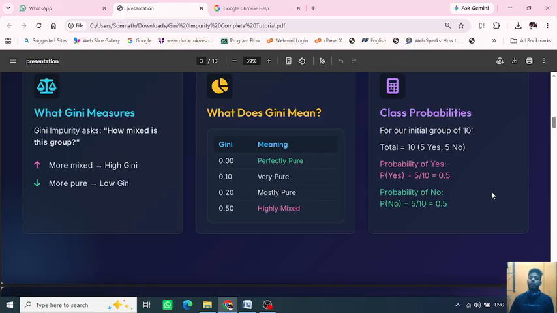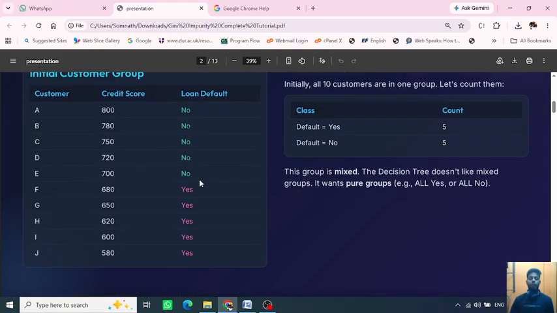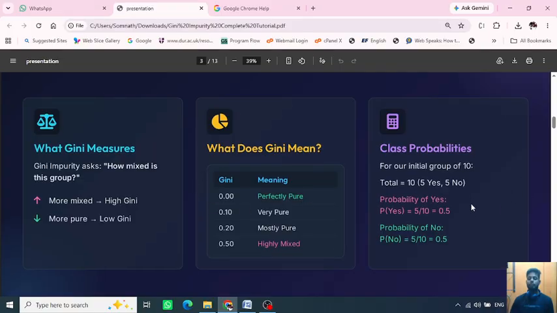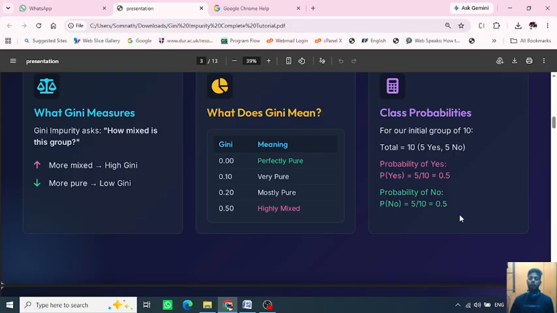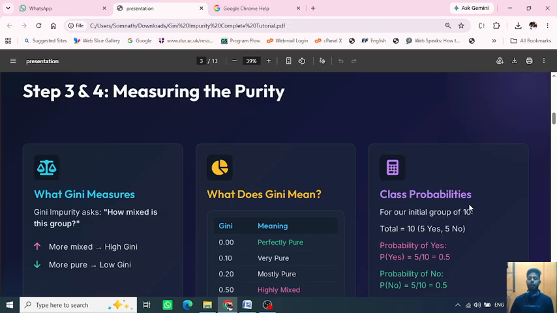So for our initial group of 10 customers, you can see there are 5 no and 5 yes classes. Okay. So the probability of yes is 5 by 10, 0.5, and the probability of no is also 0.5. To calculate the Gini, we need to calculate the probability of classes, also for the split data sets.